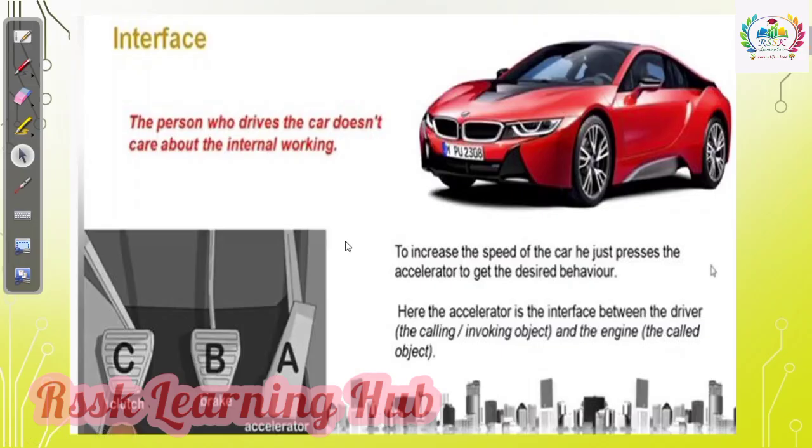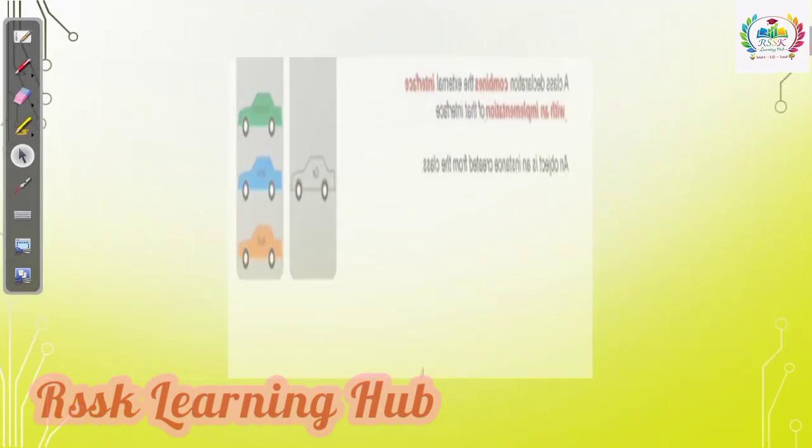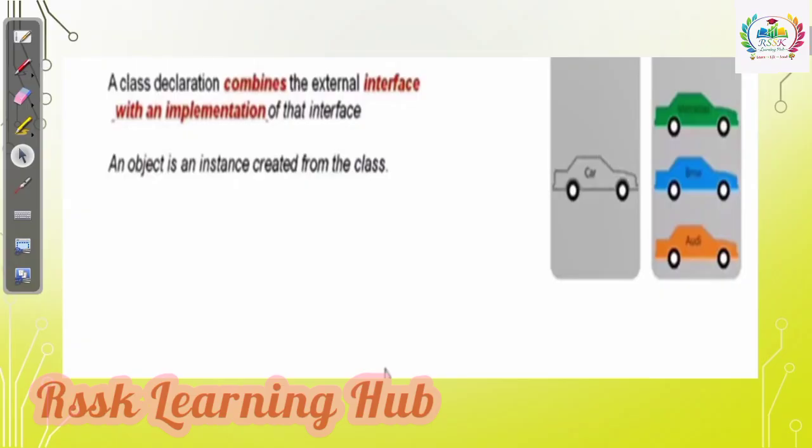Now moving to one more example given in your book. A class declaration combines the external interface with an implementation of that interface. I told you already, a class declaration combines all the interfaces as well as the functions of your part. Then there is the object, or the instance creator for the class. For example, in this picture, in the first part only one car is there, so it indicates this is a car. This is your program. This car is one class.